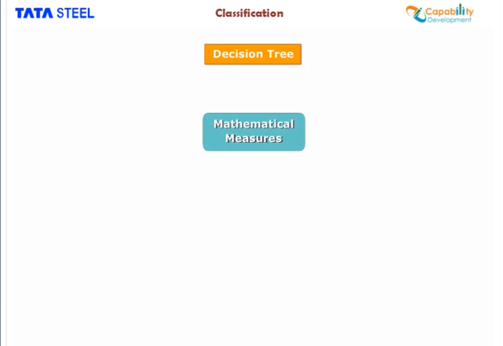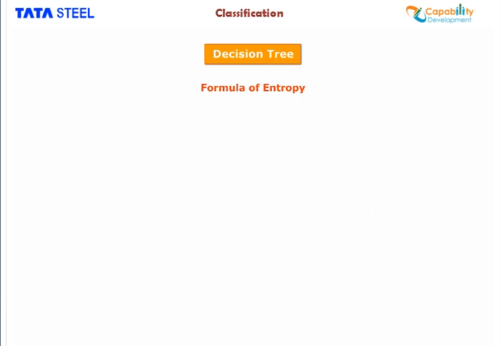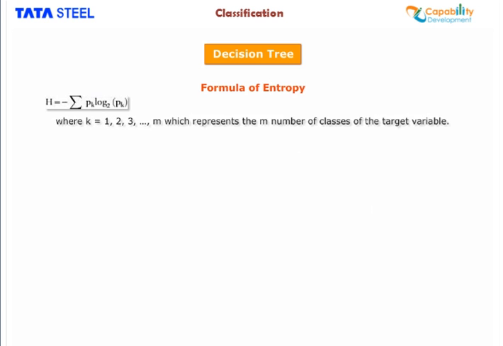There are several mathematical measures such as entropy, Gini index, etc. to calculate this impurity. In this section, you will use the concept of entropy, the formula of which is H = -Σ pk log2 pk, where k = 1, 2, 3 up to m, which represents the m number of classes of the target variable. pk represents the proportion of samples that belong to the class k.